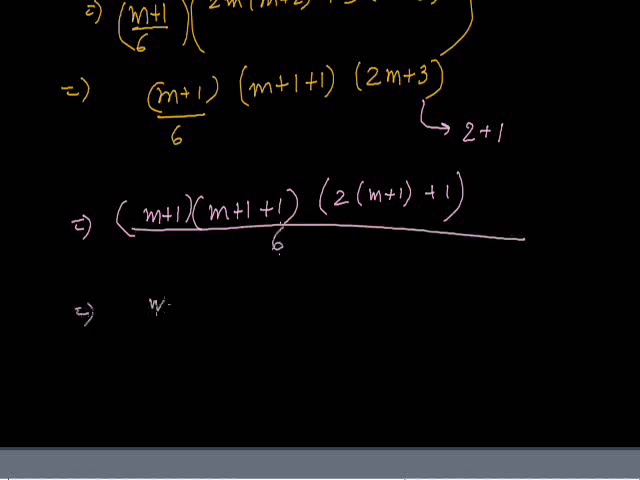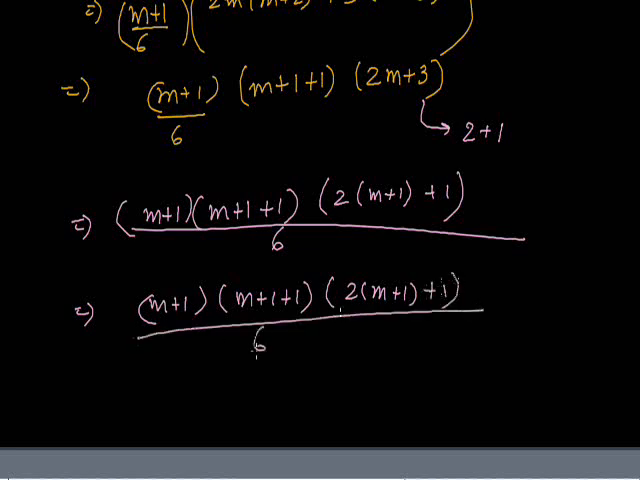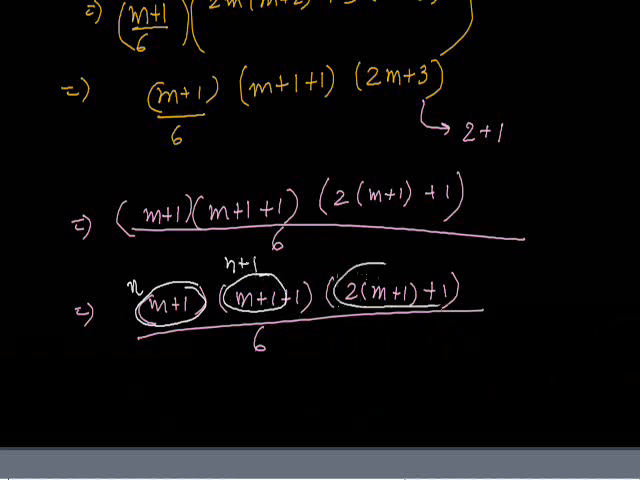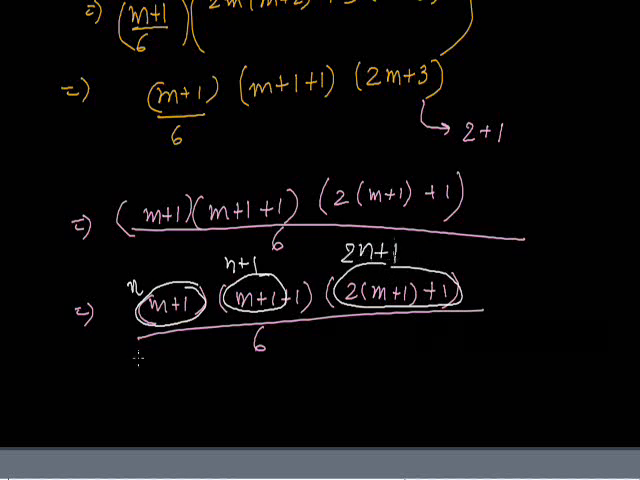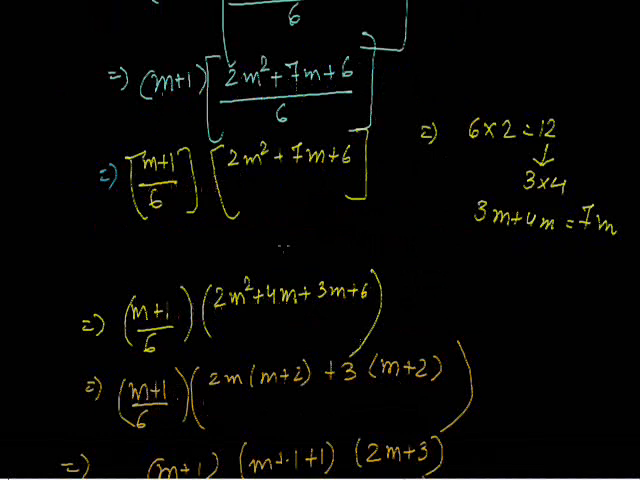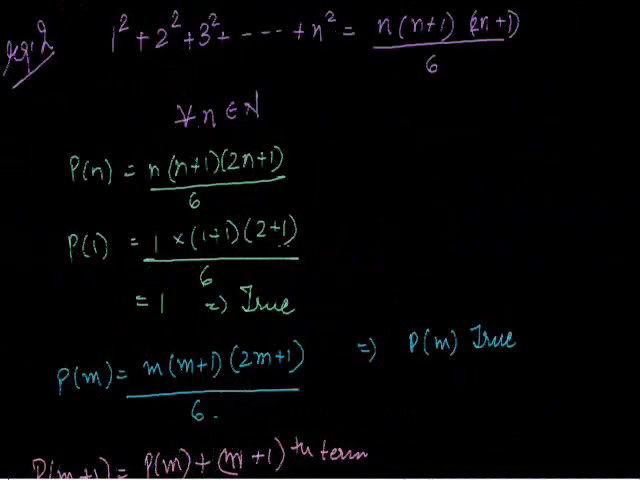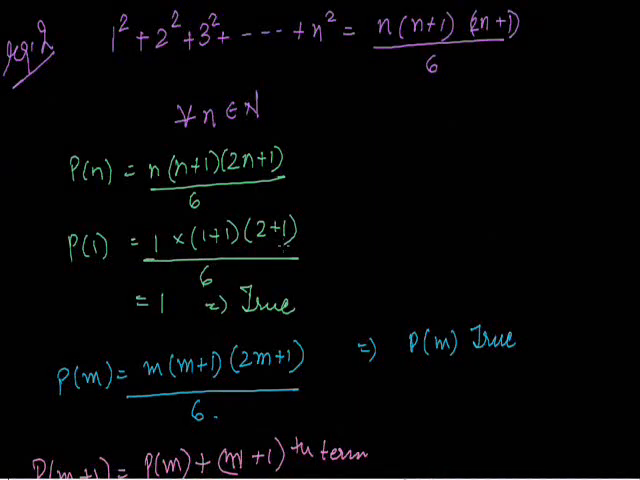So it is (m+1) into (m+1+1) into (2(m+1)+1) upon 6. So we can see that this will act as n here, and this will act as n+1, and this will be written as n(n+1)(2n+1), which is the same as the statement that we have used previously, that is Pn equals n into (n+1) into (2n+1) by 6.